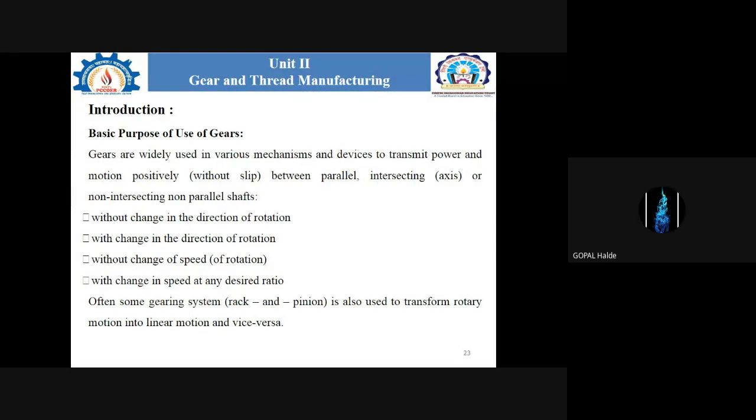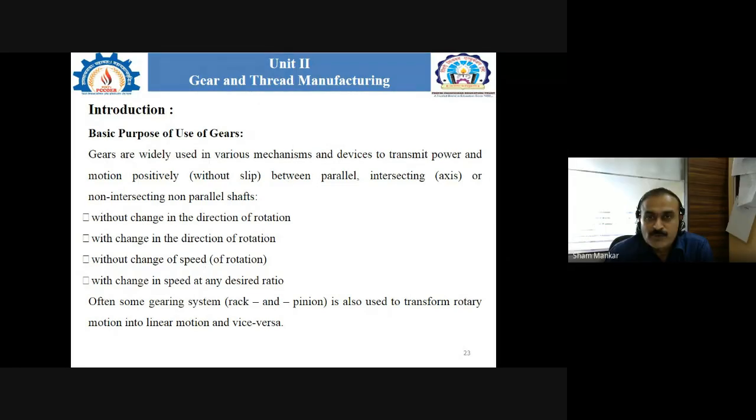So in the last lecture we discussed the types of gears, their terminologies, and what a gear is. No, no, no. We are discussing unit number 2 related to thread and gear manufacturing.